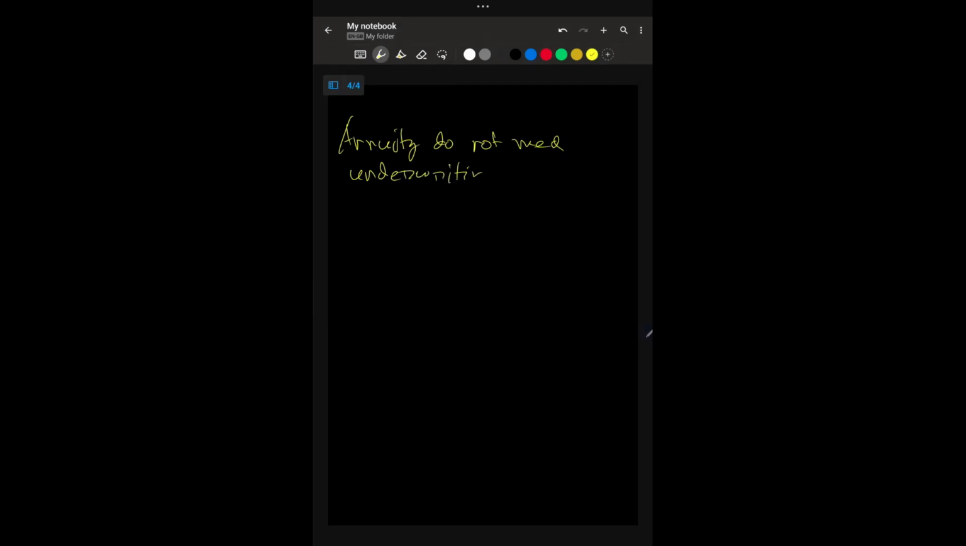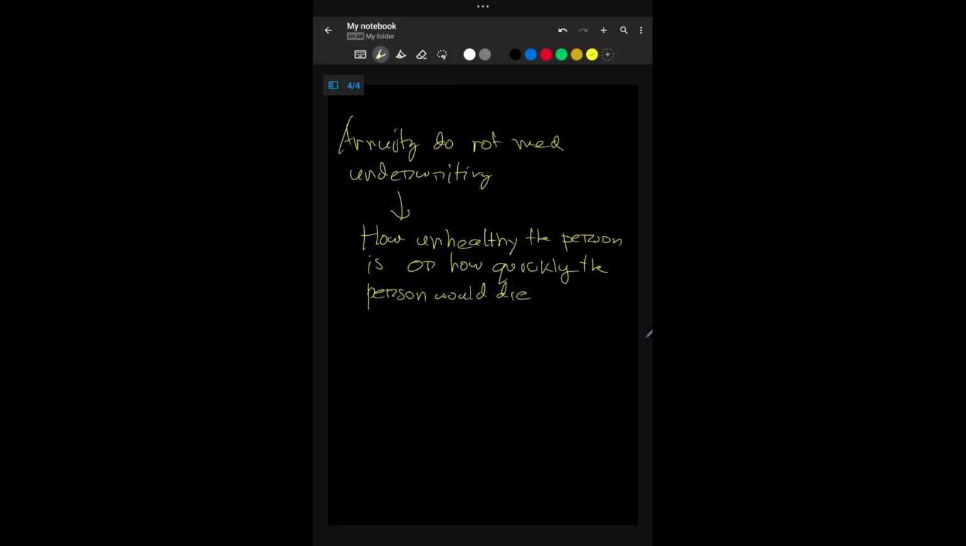Why does annuity not need any underwriting? Because annuity does not need any underwriting, that would mean that acquisition expense would be lower in annuity, right? Because underwriting will determine how unhealthy the person is, so how quickly the person is going to die, because that is where the insurer is going to make profit, right? So that is what I have written here, how quickly the person would die.